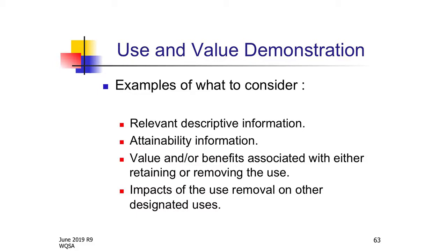Examples of what to consider in the use and value demonstration are relevant descriptive information, attainability information, value and or benefits associated with either retaining or removing the use, and impacts of the use removal on other designated uses. The example for this one is a water body like in California where the state has generically designated the public drinking water supply use as part of a statewide action.